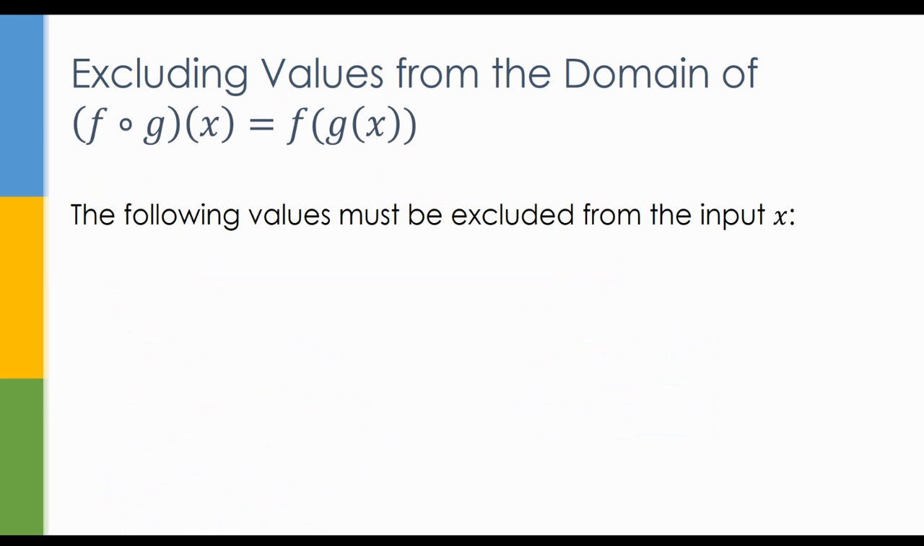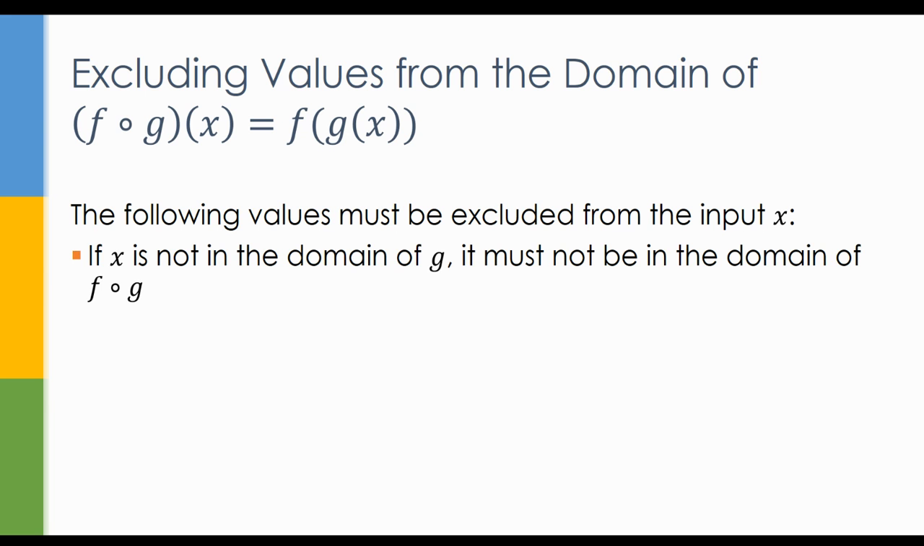All right, so now let's talk about excluding values from the domain of our composition f of g of x. It says the following values must be excluded from the input x. So if x is not in the domain of g, it's not going to be in the domain of our composition f of g of x. So that's why it's crucial that we understand originally what the domain for g of x is. And notice that it's the g because that's the function that is inside of the other function.